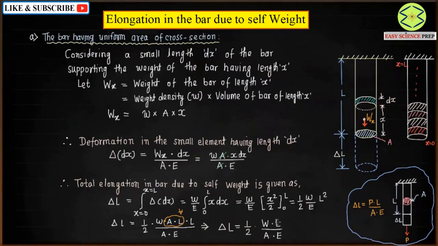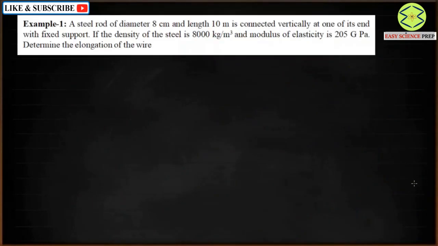So here W is the total weight of the bar. Note that W is the total weight of the bar. This way you can find out the elongation in a bar having uniform area of cross section A, weight W, length L, and modulus of elasticity E. So this way you can find out the overall elongation in the length of the bar due to its own weight.